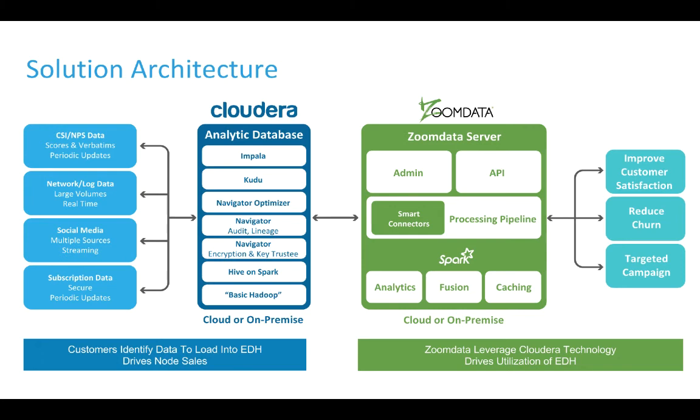So the next thing we want to highlight is the solution architecture. And this is important for us to highlight in the customer meetings, because it shows how these 2 platforms are integrated. And our basic premise is this, is that we have customers that have this data sitting across the enterprise in all these disparate sources. And we want to present a case to them that it makes sense to move all this data into the Cloudera Analytic database. And by doing that, this is going to ultimately drive more node sales for the Cloudera team, because more data is being loaded in here.